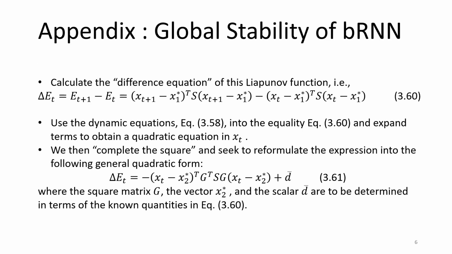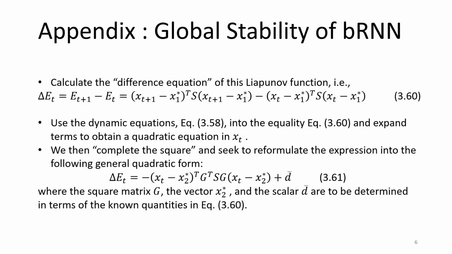Now, we calculate the difference equation of this Lyapunov function, as shown in equation 3.60. We use the dynamic equations, equation 3.58, in equation 3.60, and expand terms to obtain a quadratic equation in x_t. We can then reformulate equation 3.60 into the general quadratic form shown in equation 3.61, where the square matrix G, the vector x*_2, and the scalar d bar are to be determined in terms of the known quantities in equation 3.60.